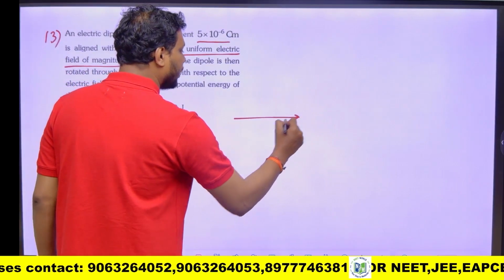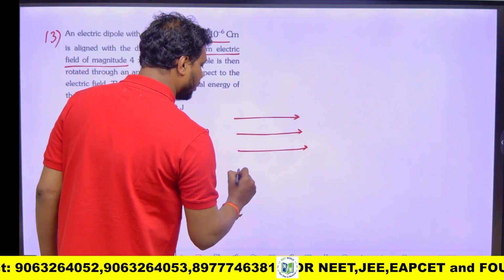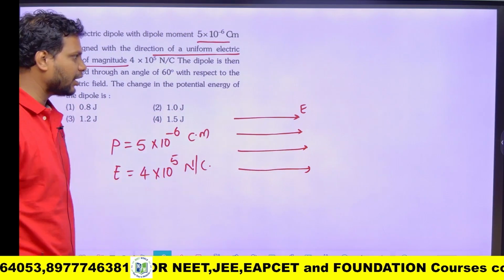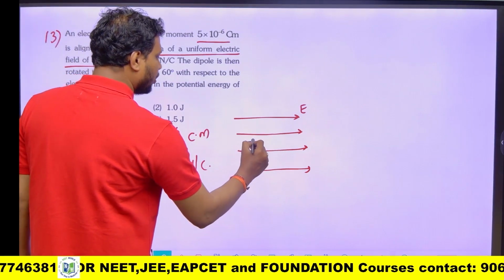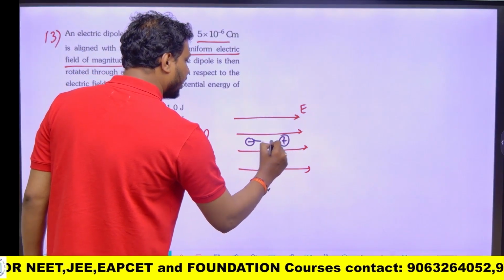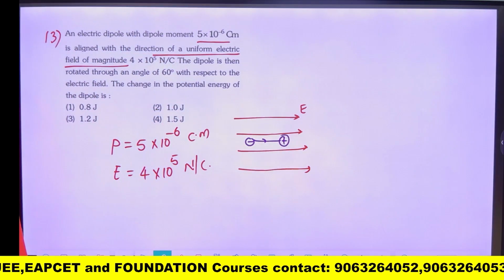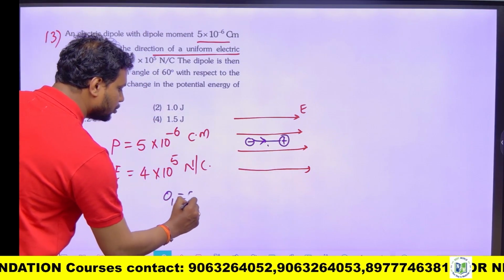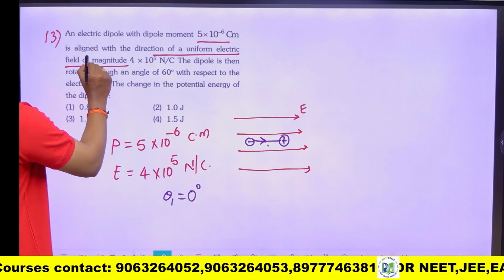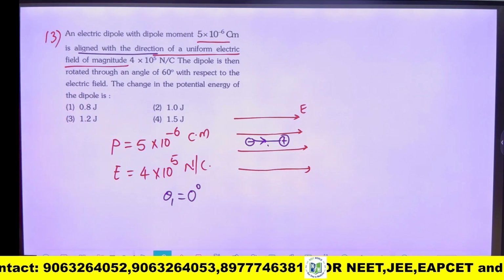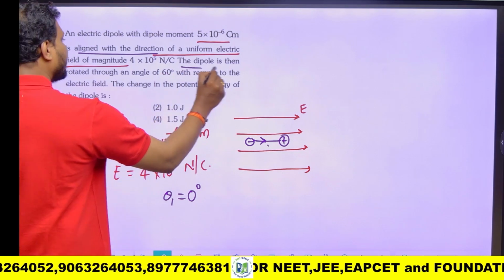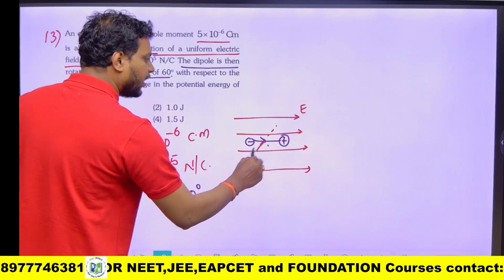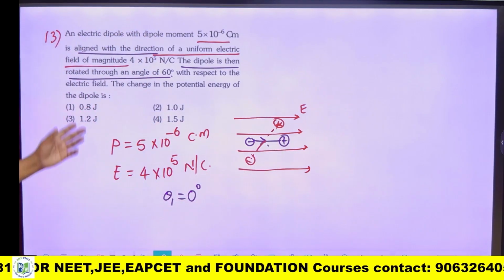Now initially the dipole is in the direction of the external electric field. I will take it as the external, uniform electric field, which is why I represented it with parallel lines. Initially the dipole is aligned in the direction of the external electric field, so the angle theta 1 equals 0 degrees. Now the dipole is rotated through an angle of 60 degrees with respect to the electric field.